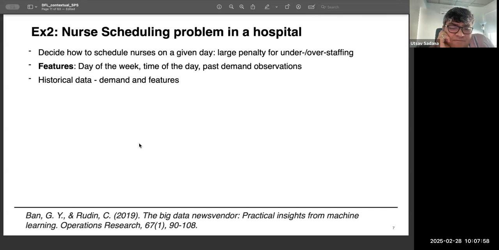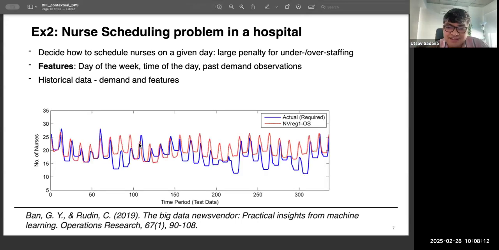Here the features are the day of the week, time of the day, and past demand observations. So basically, your historical data is the demand that you have seen and the features. Based on this, they determined how many nurses would be needed on a given day on the test data. And you can see that in blue, this is the actual or the required number of nurses on a given day in a UK hospital. And the red is the nurses that they predicted they would need. So you can see that the red curve is a reasonably good approximation of this blue curve.